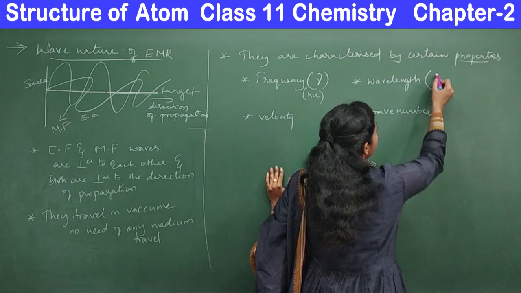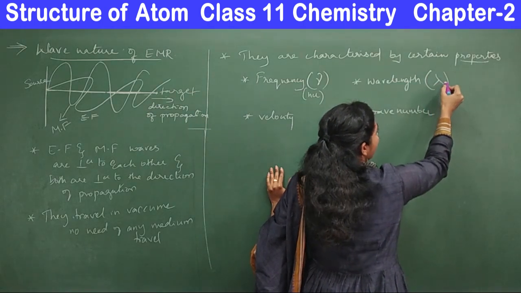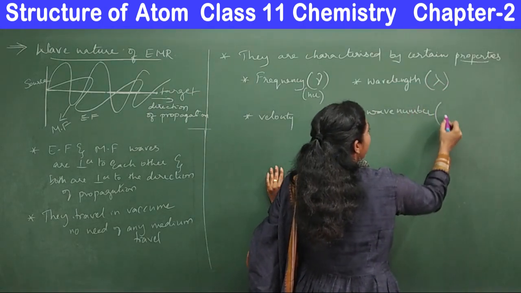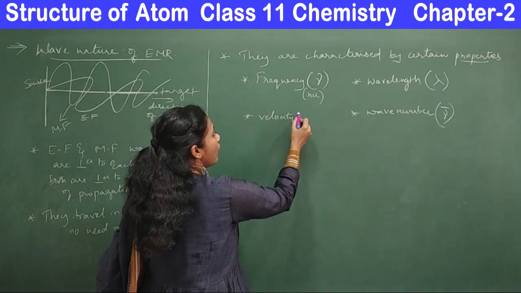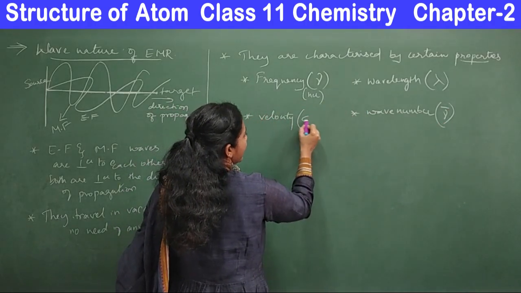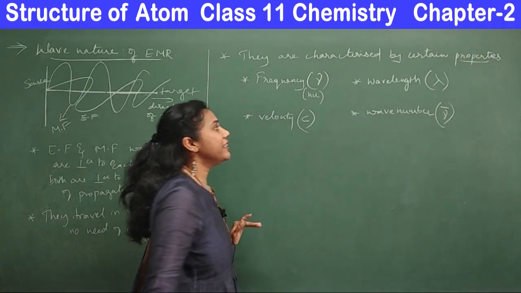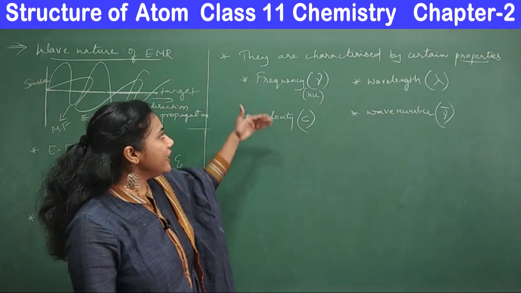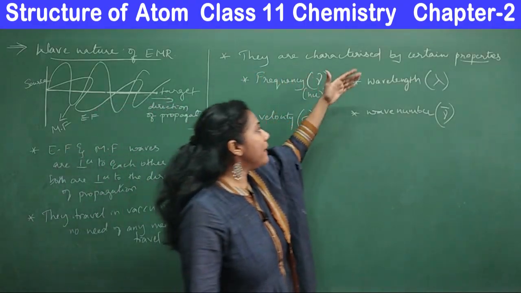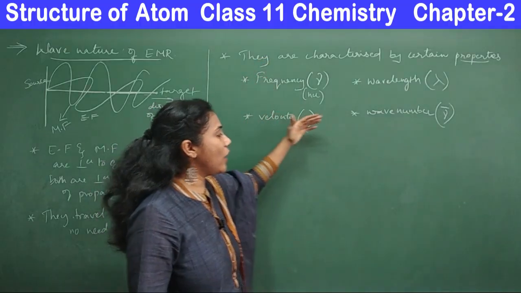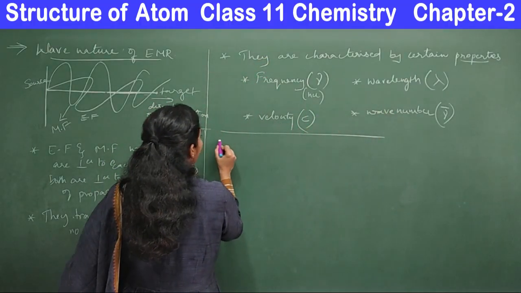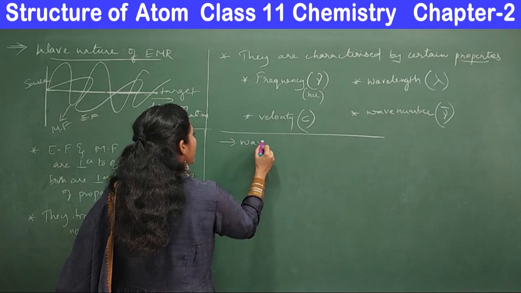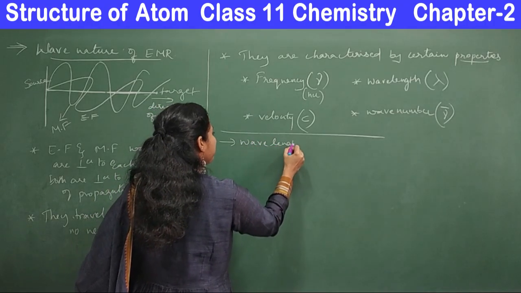The wavelength symbol is lambda, and wave number is nu bar. The velocity of electromagnetic radiation is indicated with the letter C. Clear? Now let us understand what we mean by wavelength, frequency, velocity and wave number. The first thing is, let me talk about the wavelength. So what do you mean by wavelength?